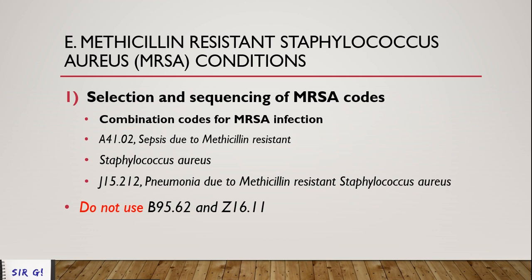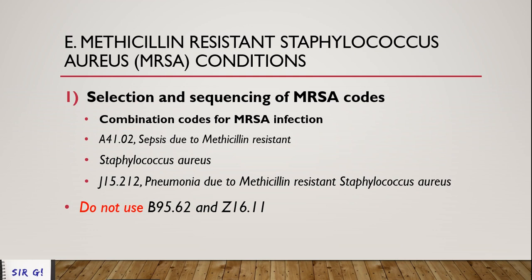correct? Sepsis. Remember, we have a code for sepsis, A41.9, if the organism is not yet established or not yet specified. But here in this example, A41.02, it's already stated that the sepsis is due to MRSA. So it's a combination of a condition plus the causative agent. Okay? So in this case, you don't need to code for MRSA or for Staphylococcus aureus, which is your B95.